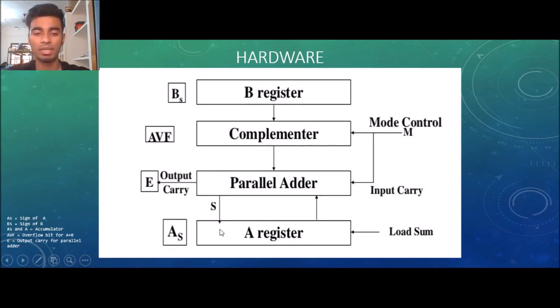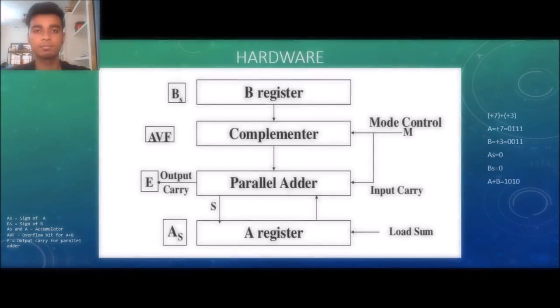So from the A register, A will come to the parallel adder, and B will pass to a complementer where it will become B dash, and it will come to the parallel adder and the input carry will be 1. Therefore the final expression will be A plus B dash plus 1, which is A minus B, and it will store the value in the parallel adder.